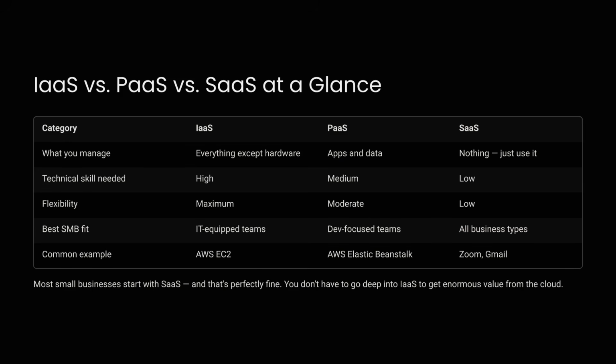This table shows the key differences between IaaS, PaaS, and SaaS. Most small businesses start with SaaS, offering low technical skill requirements and the best fit for all business types. You don't need IaaS for immense cloud value.